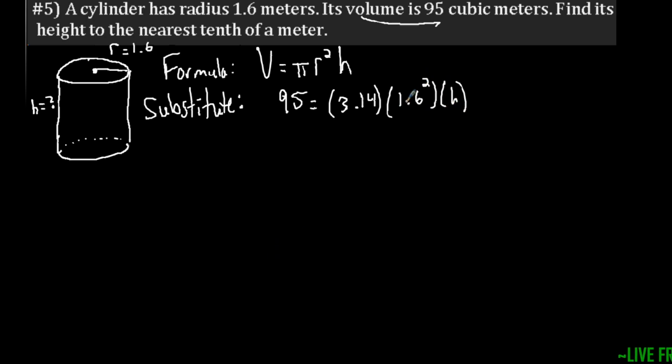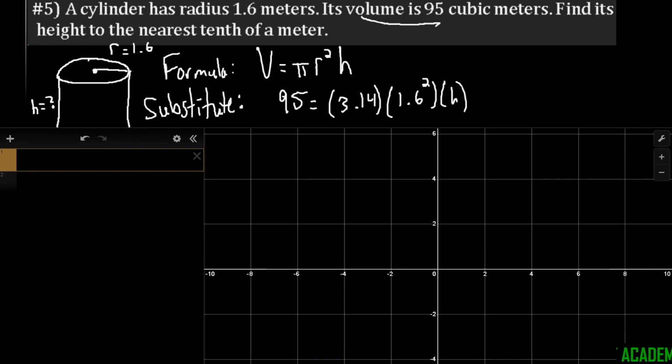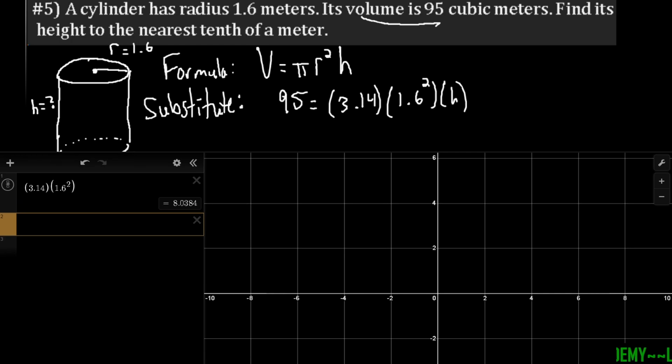And what we can do is multiply these together. So let me pull up Desmos real quick, and let me move it down a little bit. Okay. So what we can do is 3.14 times 1.6, to the second power, like that. So it gives us this decimal. So let me write that down in here first.